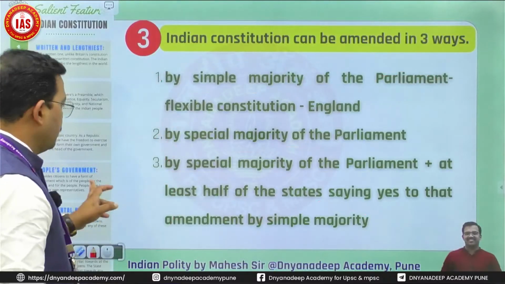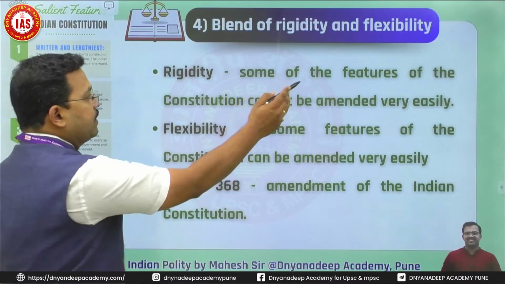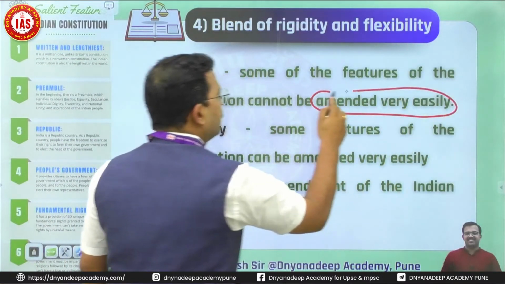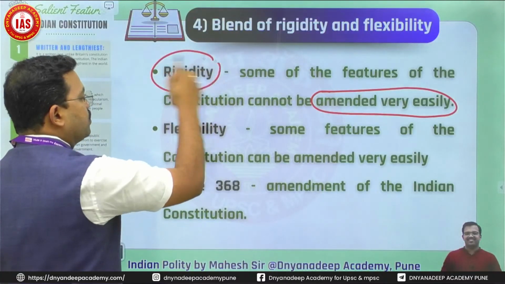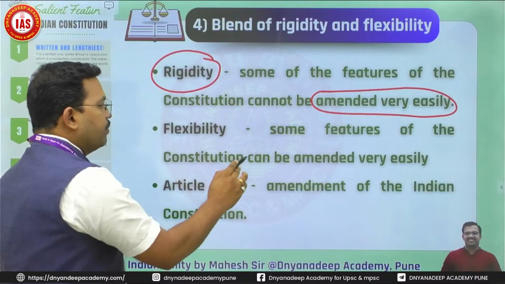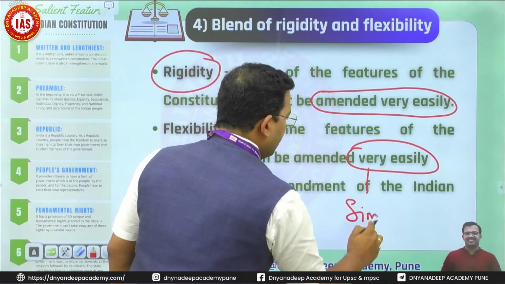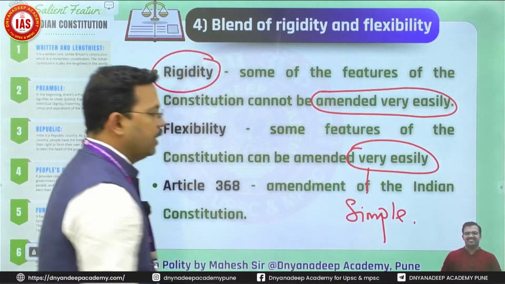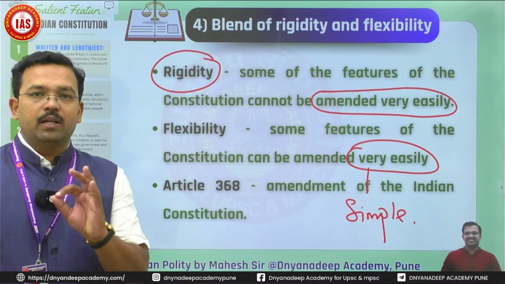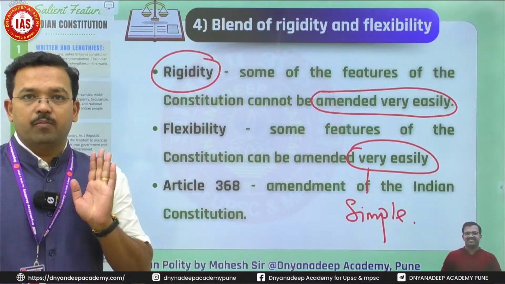So it is written over here. See it very carefully. What it says: some of the features of the Constitution cannot be amended very easily, so it is a rigid constitution. Flexibility: some of the features of the Constitution can be amended very easily. That is by which majority? By simple majority. So we call it a flexible constitution. So the Indian Constitution is both rigid as well as flexible.